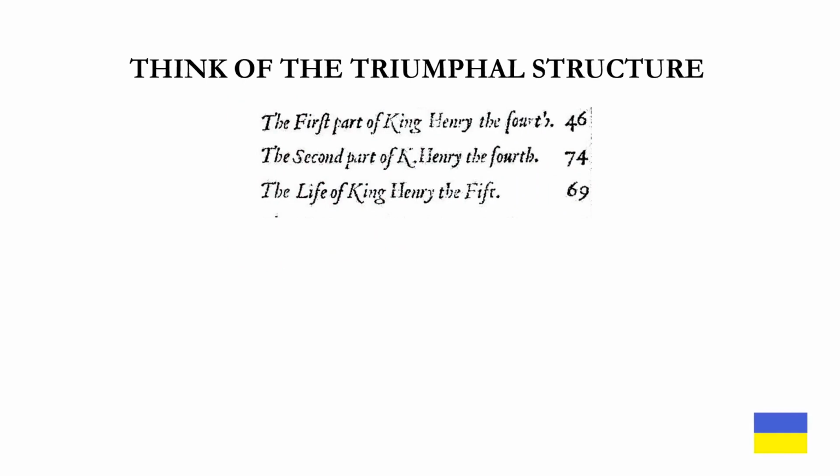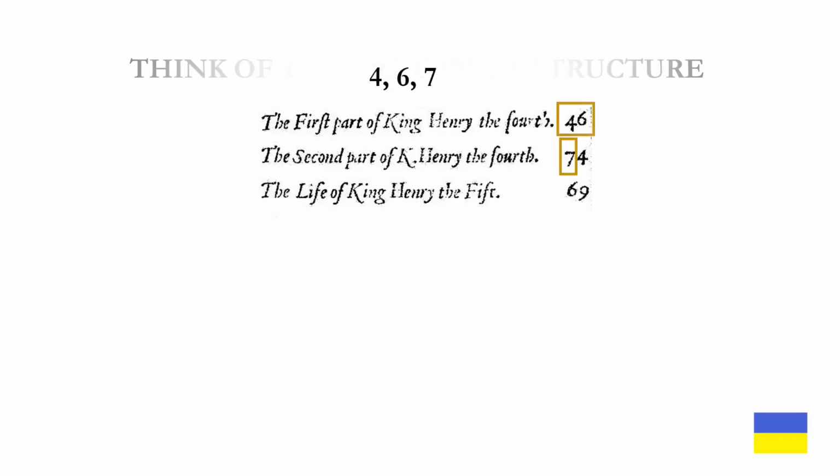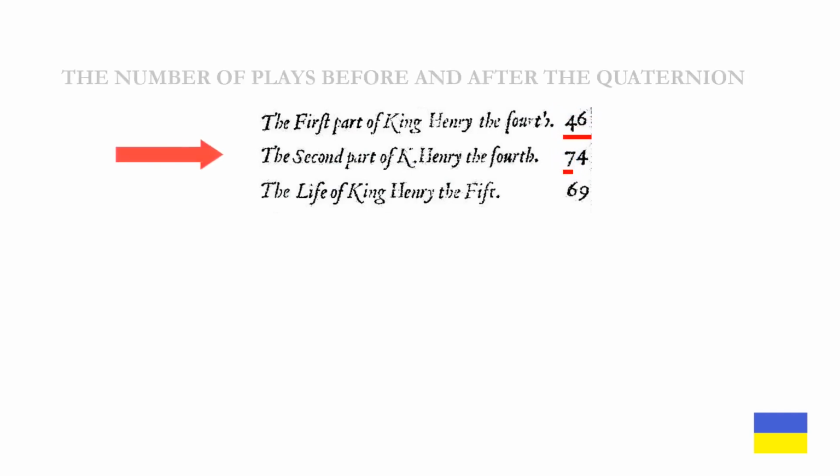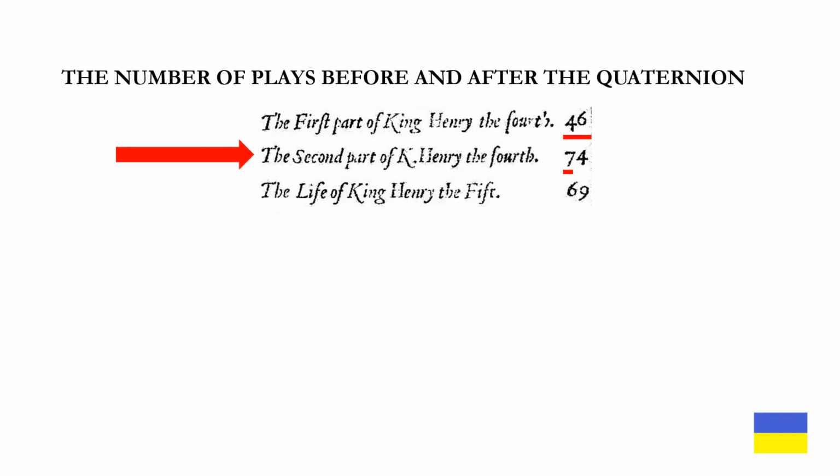Now I will reveal what I found. The digits 4, 6, and 7, which are the digits in the title page number for the first part of Henry IV and the first part of the page for the second part of Henry IV. 4 plus 6 plus 7, when you add them all together, you get 17. That is the number of plays before and after the quaternion in the catalogue.